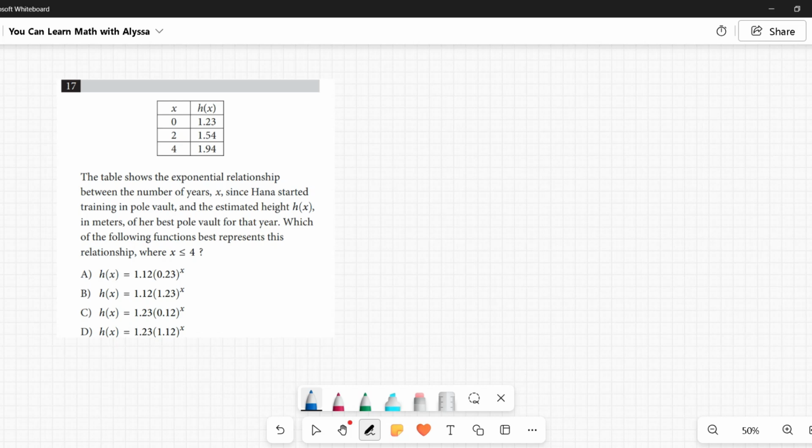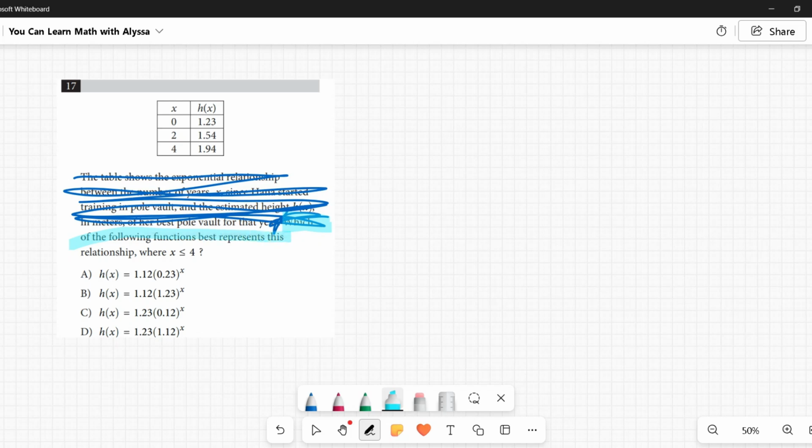All right, truth here, none of this matters. Which of the following functions best represents this relationship? Which of these functions represents this chart? The fact that it's Hana and it has to do with her pole vault training doesn't mean a thing. It's just extra verbiage to confuse you.